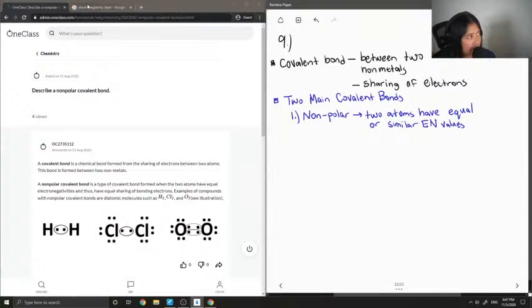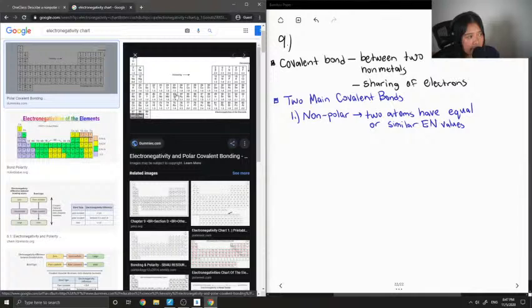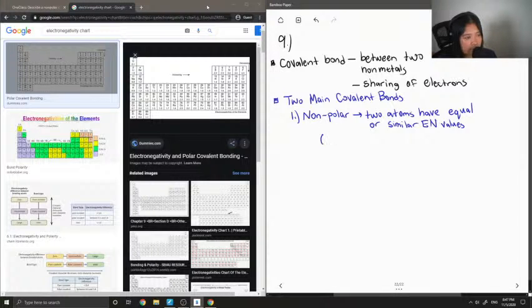So I'm also going to pull up the electronegativity chart. So over here are all the different elements and all of their corresponding electronegativity values. So for example, nonpolar bonds are between atoms that are the same element, so like nitrogen and nitrogen. Obviously, they have the same electronegativity, so this is an example of a nonpolar bond.